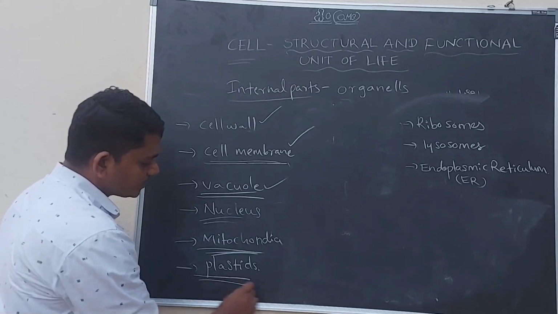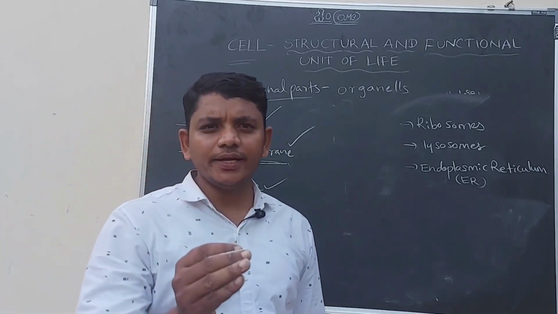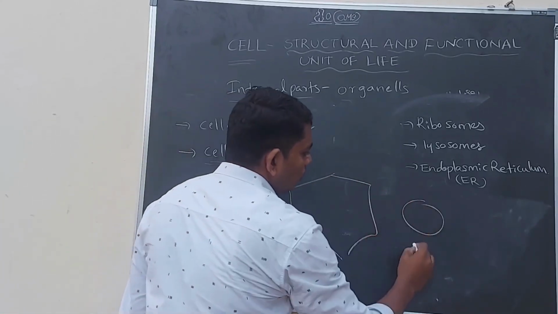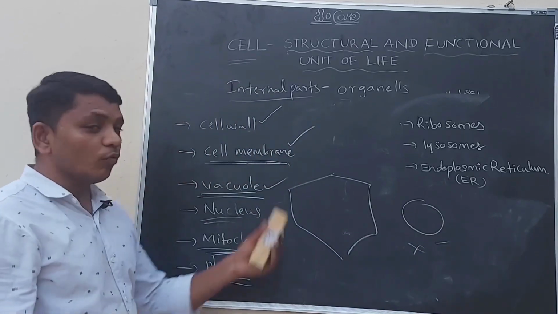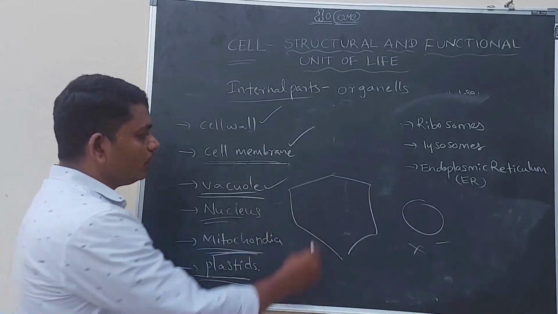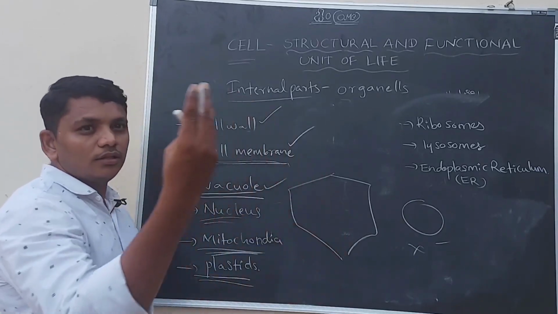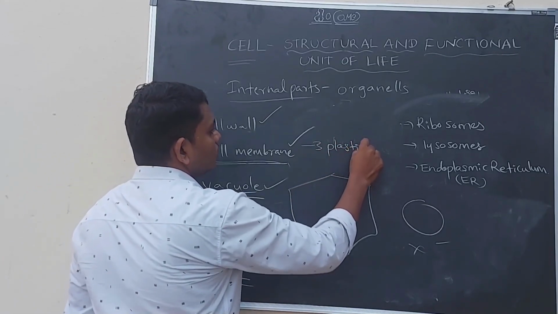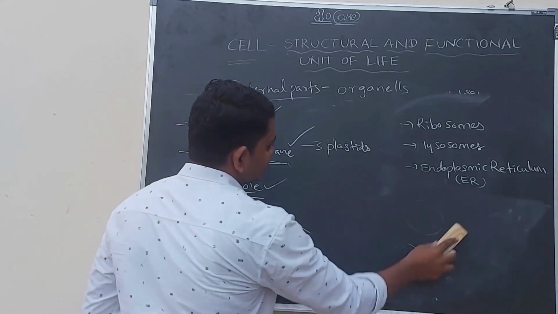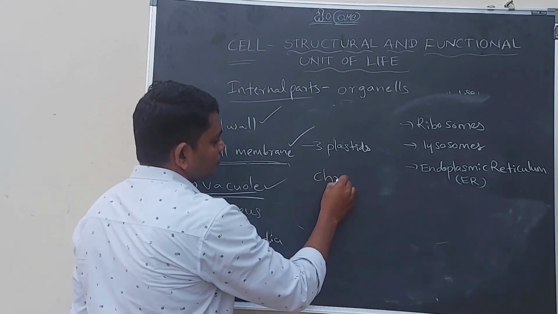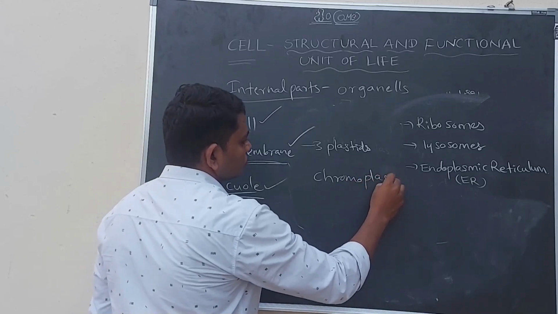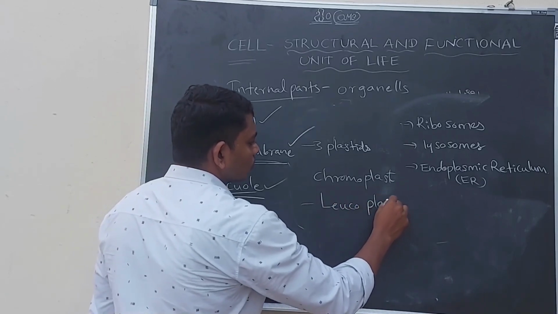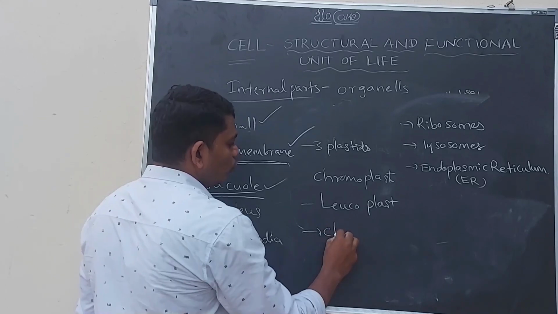Let us discuss about plastids. Plastids are only present in plant cells. There is no plastids in animal cells. For example, if it is a plant cell, it contains three types of plastids. First one is chromoplast. Second one is leucoplast. Third one is chloroplast.